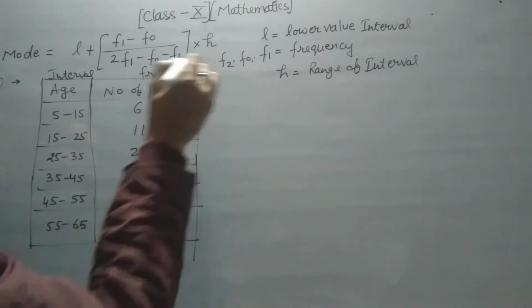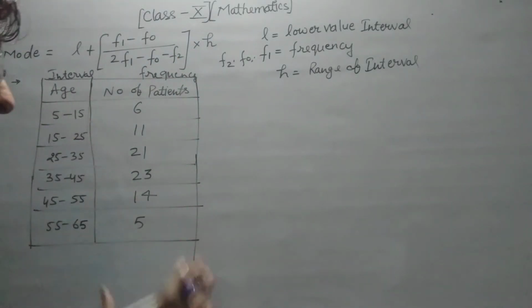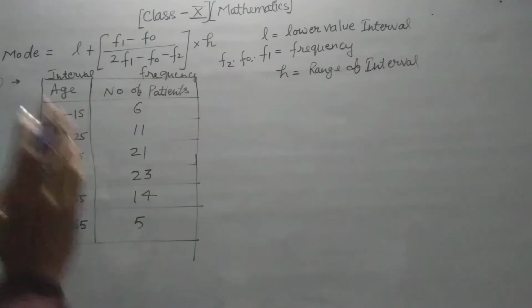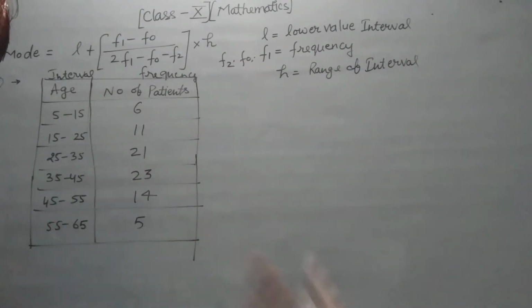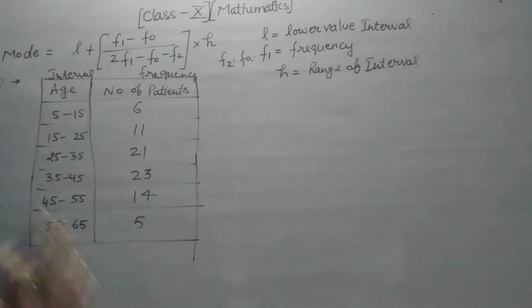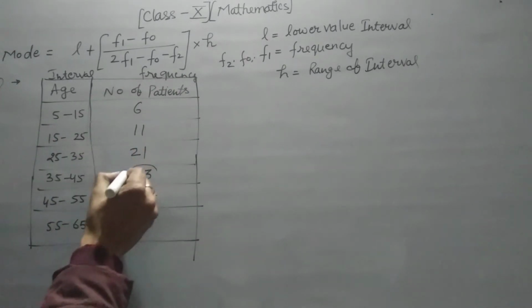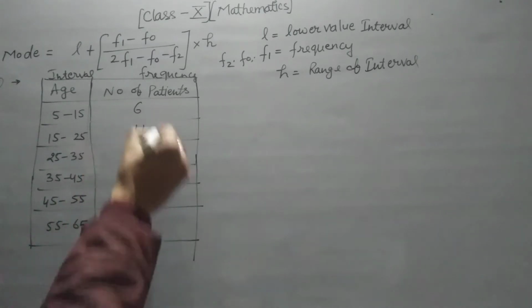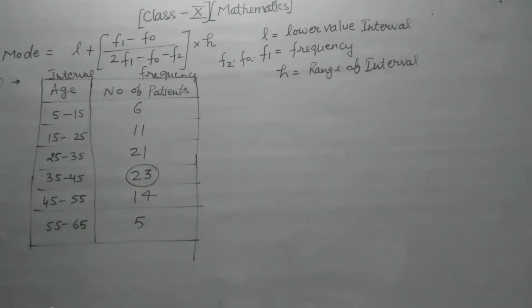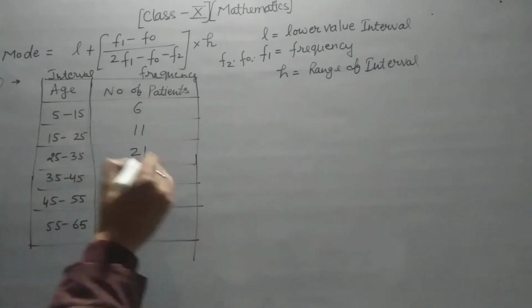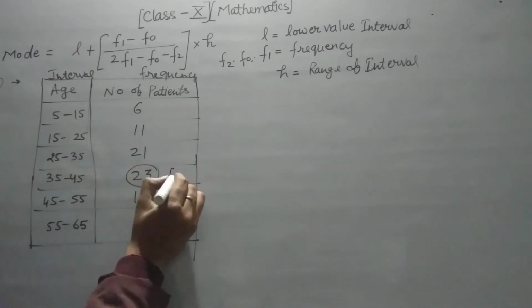Frequency. These all are the frequencies, and you have to search for the greatest frequency here, because the mode means the greatest frequency observation. So here, which is the greatest value? We find the greatest value is 23, because this value is the greatest compared to the others. So this value is known as the F1.